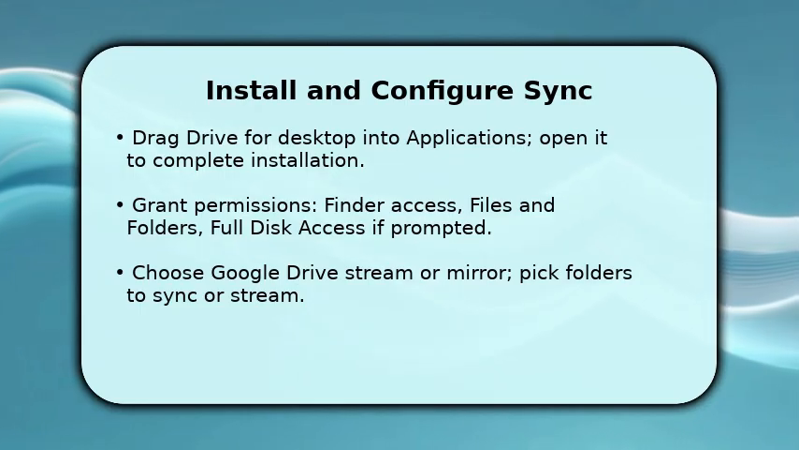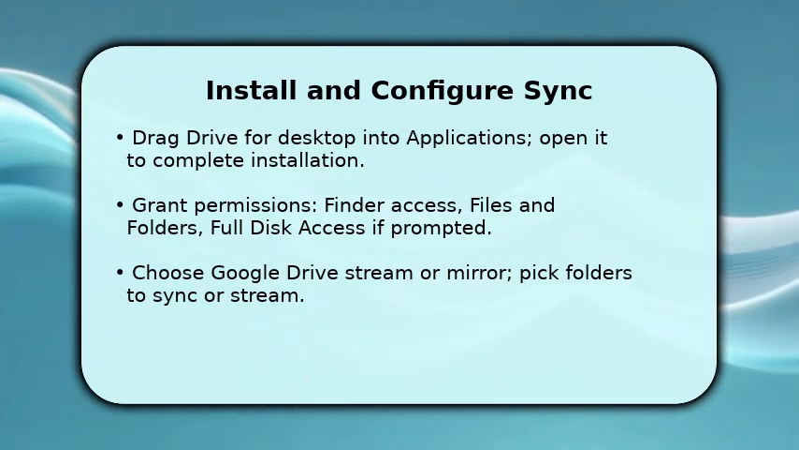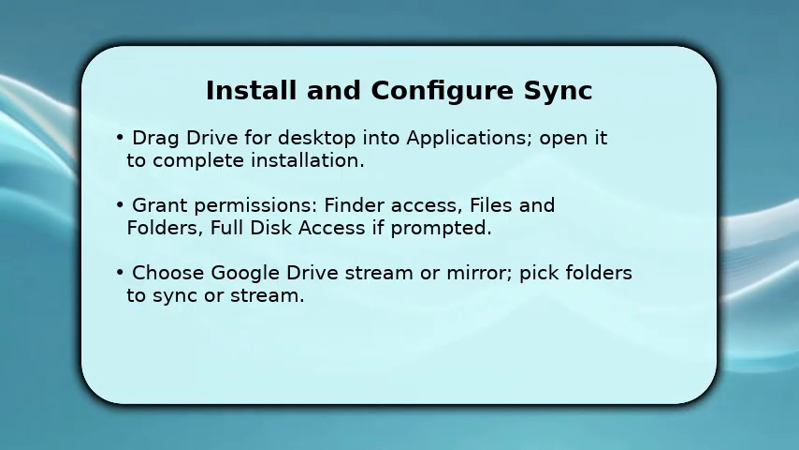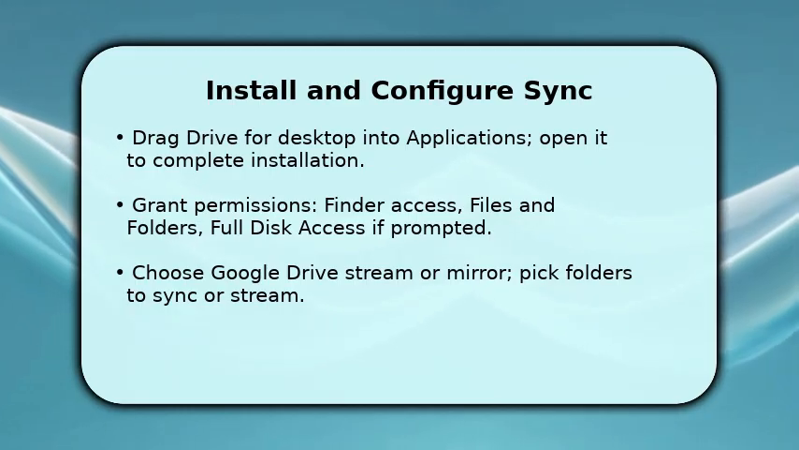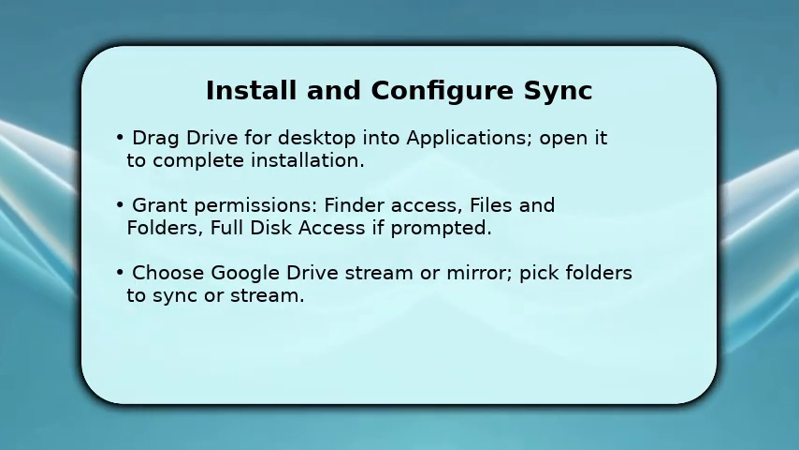Next, choose between streaming files to save disk space or mirroring to store copies locally. Pick specific folders or My Drive to include. This matters because your choice controls storage use and offline availability.